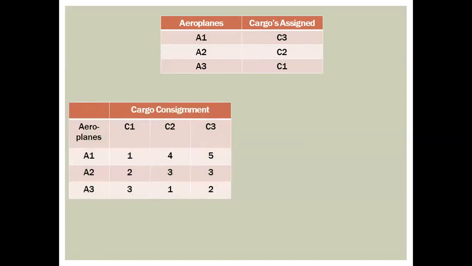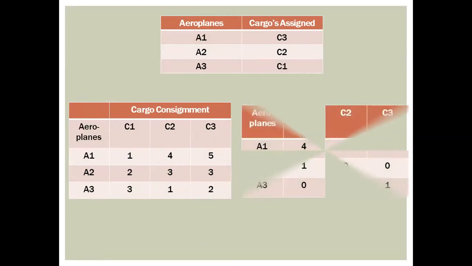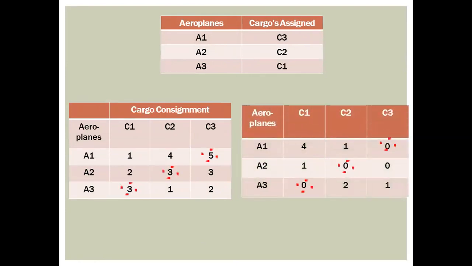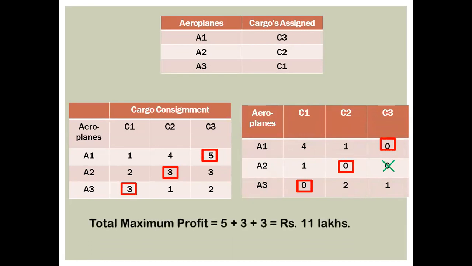This was your original question class. Compare it with your final answer of the allocation like this. So in place of this 0, you had 5. In place of this 0, you had the number 3. And in place of this 0, you had number 3. We had to find the total maximum profit. So the answer is 5 plus 3 plus 3, rupees 11 lakhs. So I hope the first type of problem, that is balance and maximization, is clear.